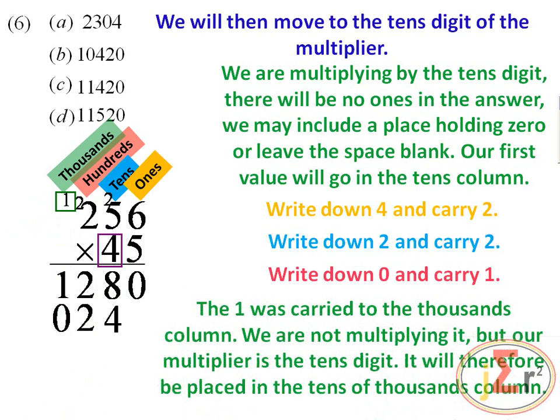Right. The 1 was carried to the thousands column. We are not multiplying it, but our multiplier is the tens digit. It will therefore be placed in the tens of thousands column. So the 1 that was carried will be placed where? The tens of thousands column.